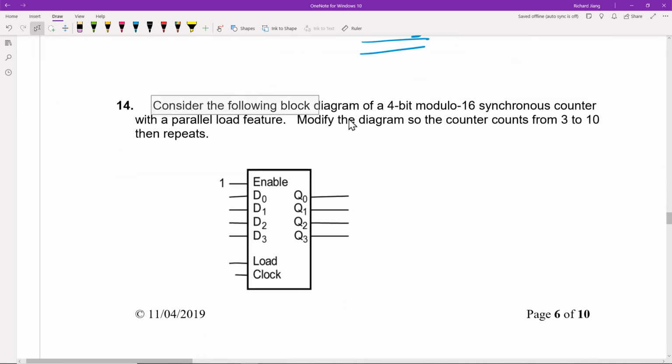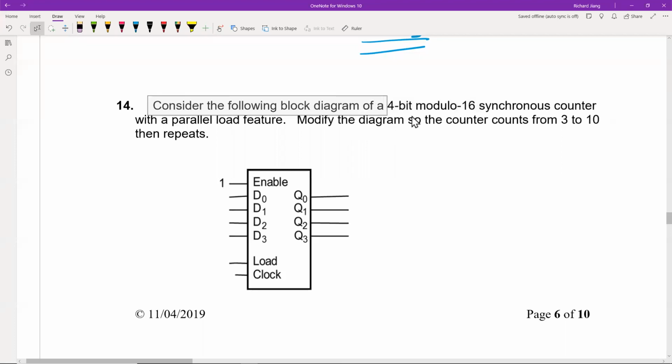This one says, consider the following block diagram of a 4-bit modulo 16 synchronous counter with a parallel load feature. Modify the diagram so the counter counts from 3 to 10 and then repeats. You want to go through this one together? Oh, yes, please. I was so lost on this one. Okay, let's read it one more time.